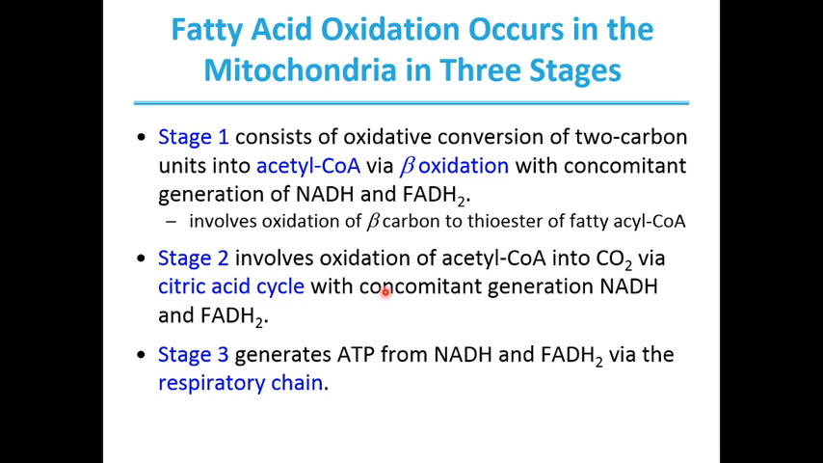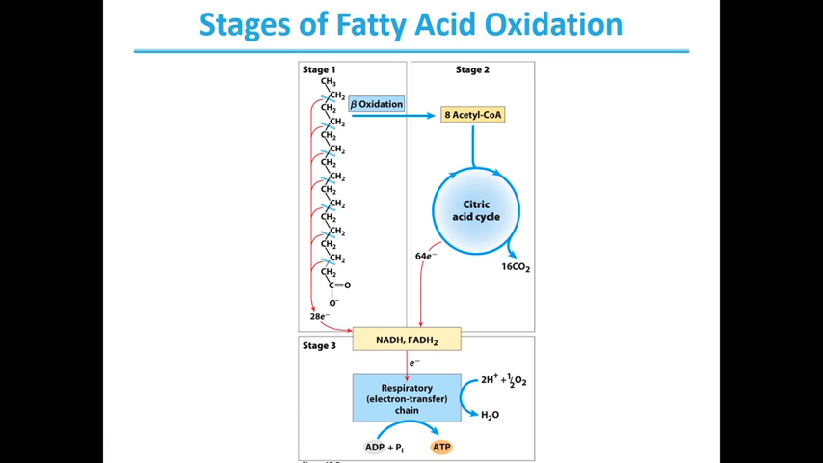Stage 2 involves oxidation of acetyl-CoA into carbon dioxide via the citric acid cycle with concomitant generation of NADH and FADH2. Stage 3 generates ATP from NADH and FADH2 via the respiratory chain. Let's look at these three stages of fatty acid oxidation in a little detail.